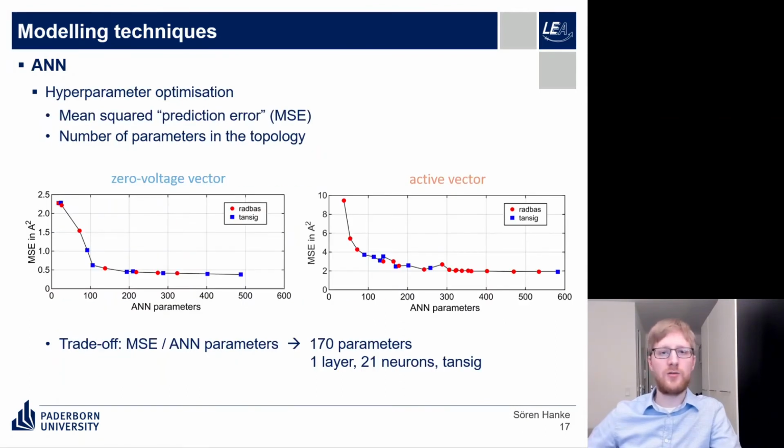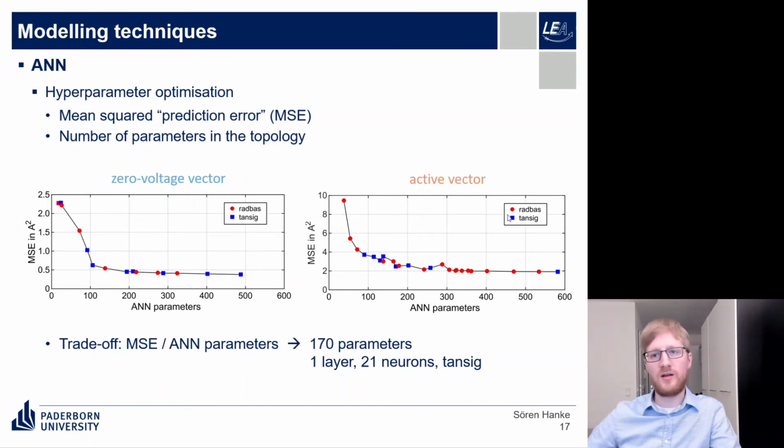On this slide, you see the results of the hyperparameter optimization. You see two graphs, each graph showing the mean squared prediction error on the y-axis and the number of ANN parameters on the horizontal axis. The number of ANN parameters are the number of parameters in the topology, that are the degrees of freedom to the optimization during training. On the left side, you see the prediction performance of a model that predicts the behavior of a zero voltage vector. And on the right side, you see the performance of a model that predicts an active voltage vector.